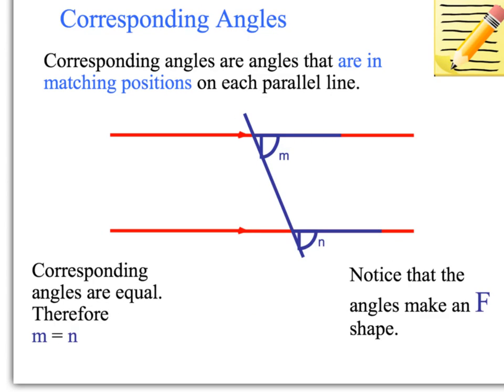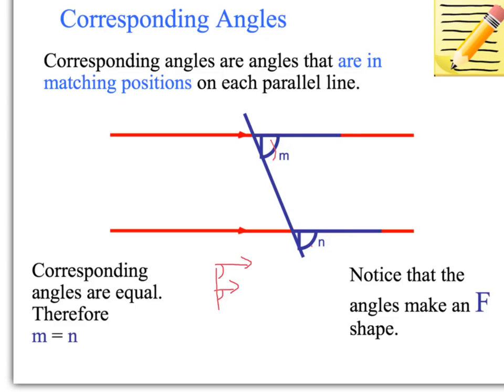Alright, another type of angles is corresponding angles. Now these are in matching positions on each parallel line. These corresponding angles are also equal, so whatever angle M equals, angle N will equal as well. Alright, so these ones make an F shape. So you can see there's sort of like an F here. So the symbol for this one is, you've guessed it, an F shape. You can show the angles there.